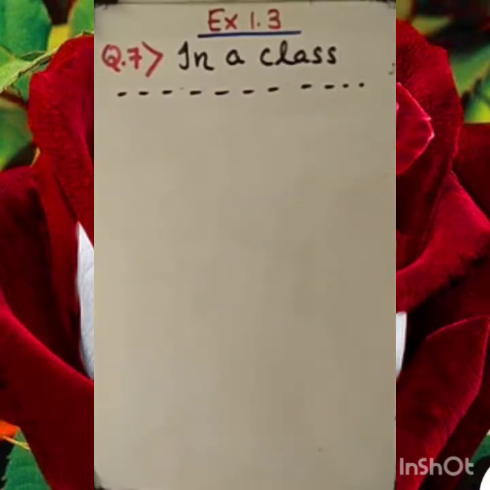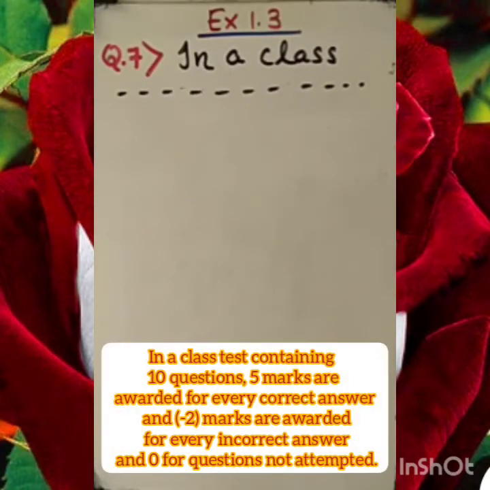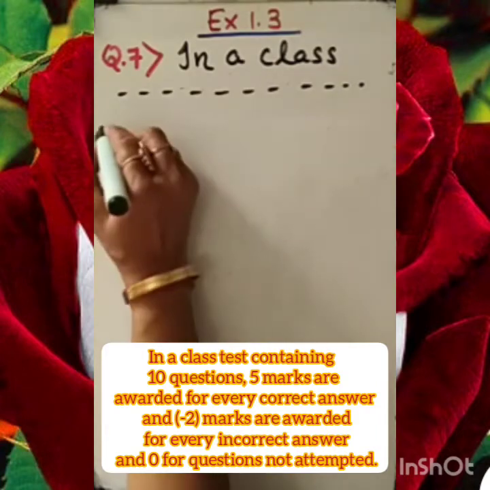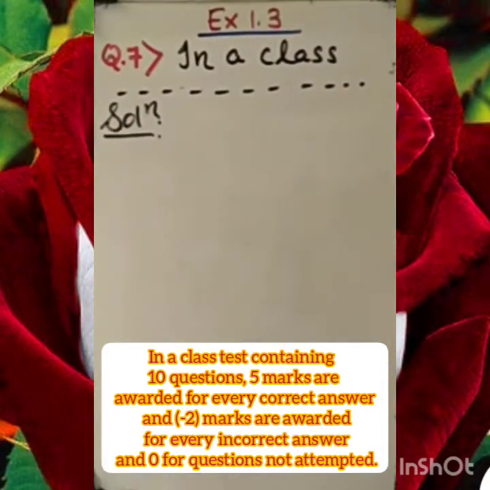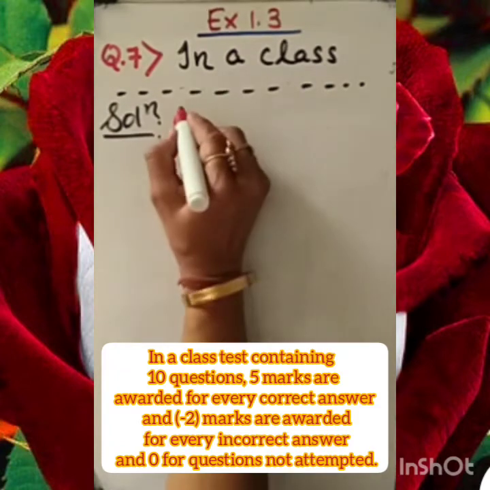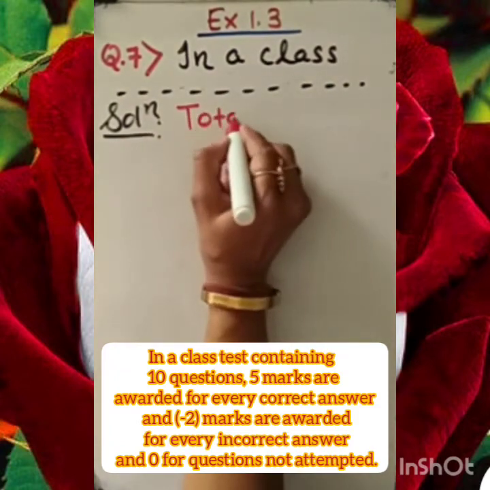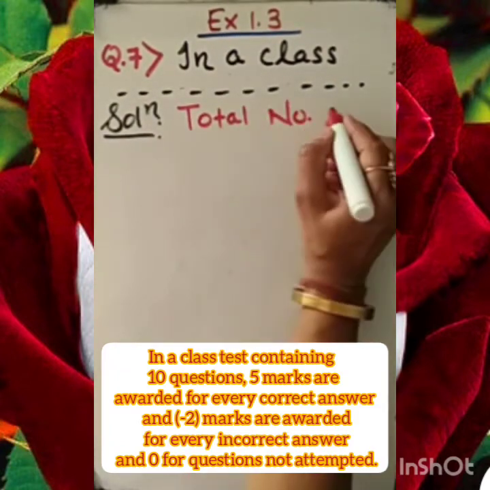Exercise 1.3, question number 7. The question says, a class test contains 10 questions. First of all, how many questions are there? 10. We need to note down what we are given in the question. The first step, we need to write the total number of questions.